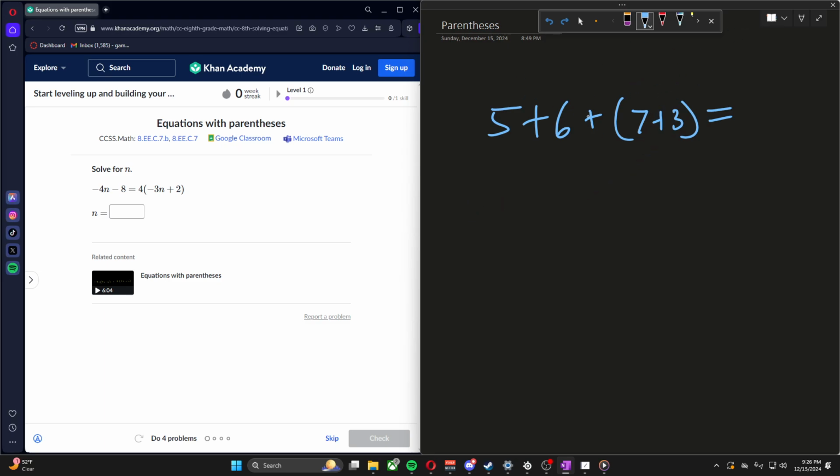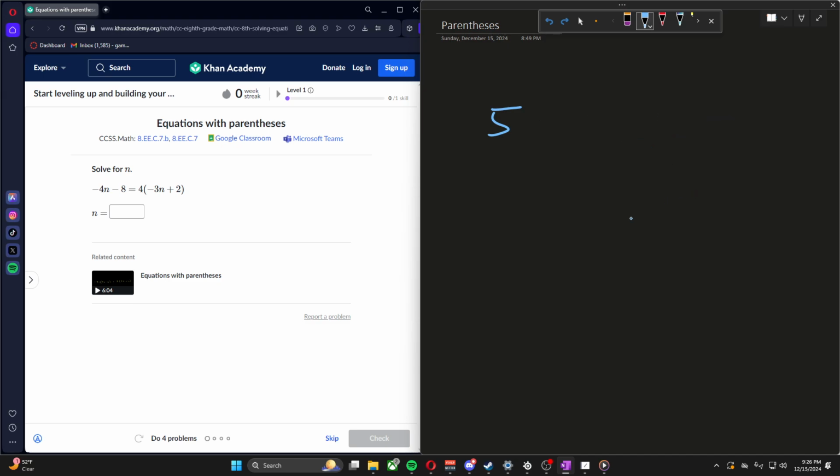So even if we completely disregarded addition and subtraction, like the whole PEMD, we would still have to do the parentheses first in this addition problem because we would be moving left to right normally, but because of the parentheses there, we have to do that first before we can go left to right. So in this case, it would be 10, and we would do that first. So then we would have 5 plus 6 plus 10, and then from there you just do simple math.